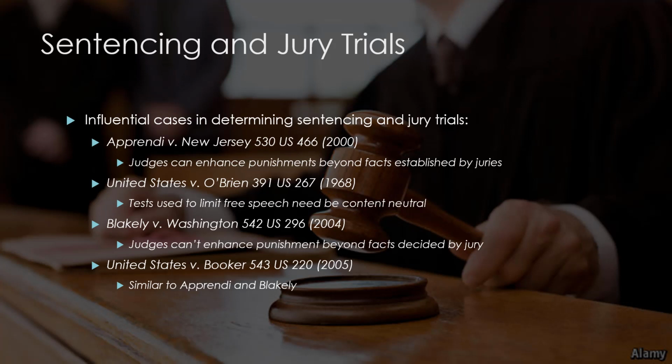Now, influential cases. We have a number of cases that really set limits on what a judge or jury can do. I think the Blakely case is pretty important. Judges can't enhance punishment beyond facts decided by the jury. So if the jury decides certain facts and that calls for certain punishment, then that's what it's going to be. But all of those, and I think I miswrote the Apprendi case. I'll go back and check on that. But you essentially, because that seems to contradict the other one, you essentially are limited because each has its own sphere.